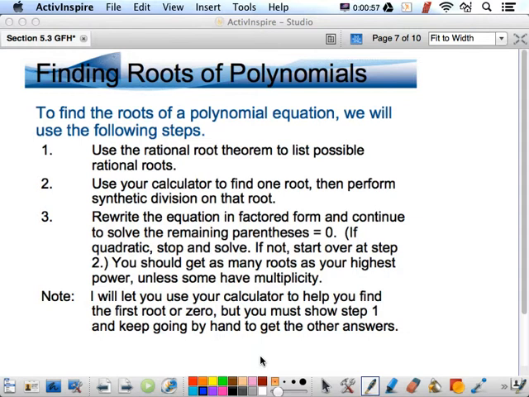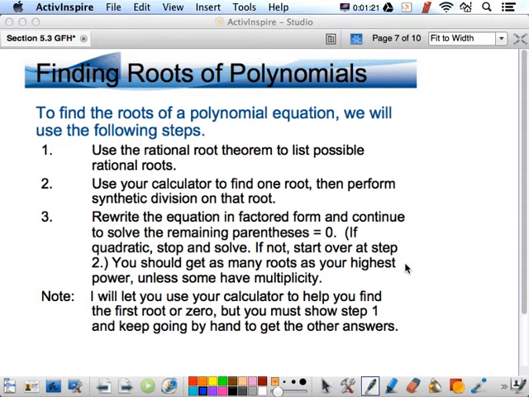We'll talk about all that as we go. But you would have to do synthetic division again to bring it down to quadratic. But as soon as it hits quadratic, you can set it equal to 0 and factor and solve, or use the quadratic formula and solve. And we'll do an example of each type. In the end, you should get as many roots as your highest power, unless some have multiplicity of 2 or greater. And we'll look at one of those as well.